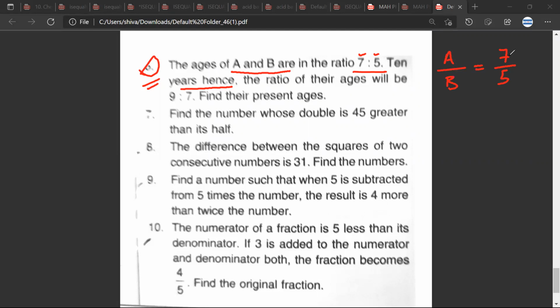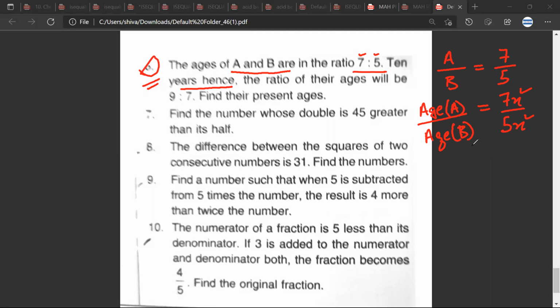So, usually what you do is you assume the ages to be 7x and 5x. Any doubt? No, sir. So, age of A and age of B. You will assume age of A to be 7x and age of B to be 5x. Okay, sir.